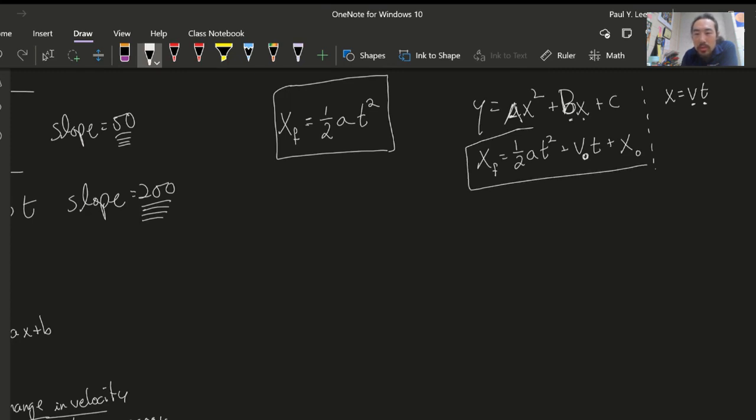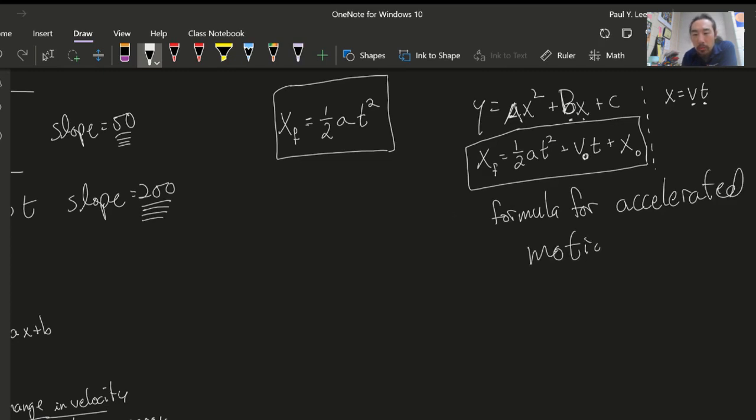So that right there is the formula that we can use to describe an object that is either speeding up or slowing down. Or more specifically, this is the formula for accelerated motion. Okay, so that's one of them.